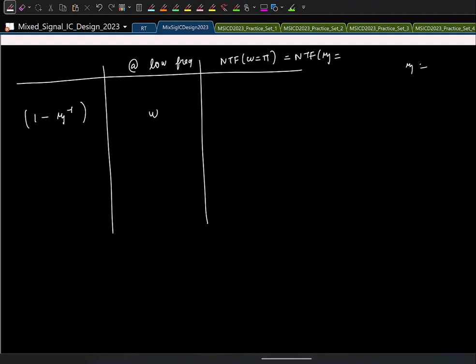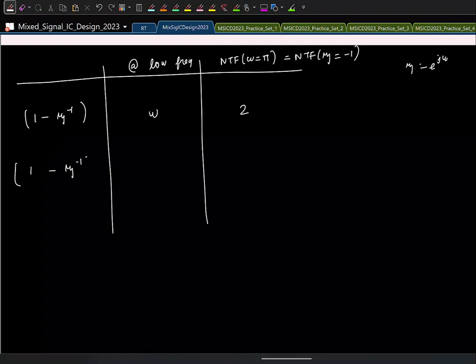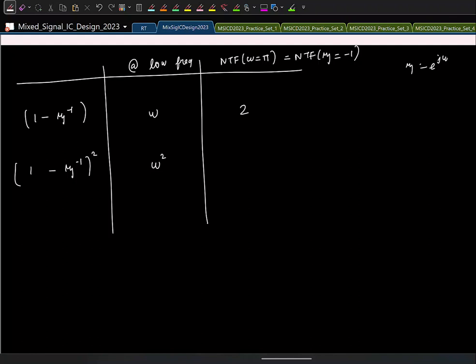Z is e power j omega, right? So what is it? Minus 1. So what is the value? If I evaluate this guy at z equal to minus 1, it's 2. This is first order. Let us say now I go to second order. What is the low frequency behavior? And this guy is 4, right? So let's quickly plot the two NTFs first.